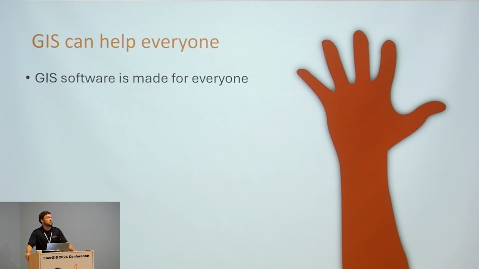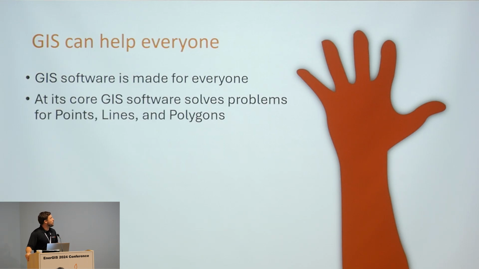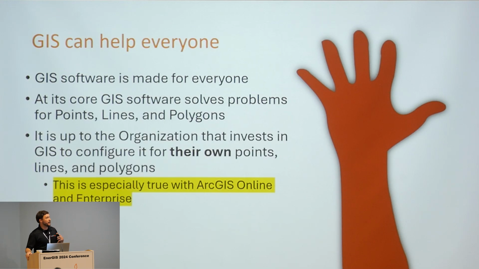So it doesn't matter if you're in electric, gas, water, military, banking, it doesn't matter. Everyone gets the same base software. At its core, GIS software solves problems for points, lines, and polygons. And the software doesn't care what those points, lines, and polygons represent. Now, GIS is an amazing tool, but it's not a one-size-fits-all solution right out of the box.